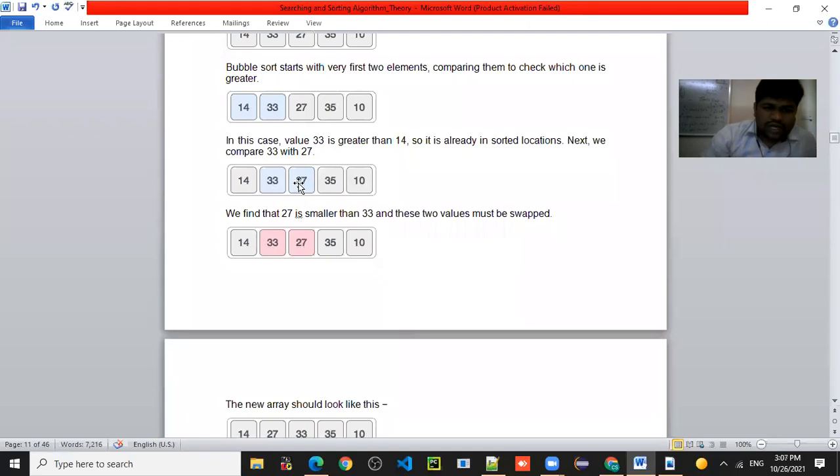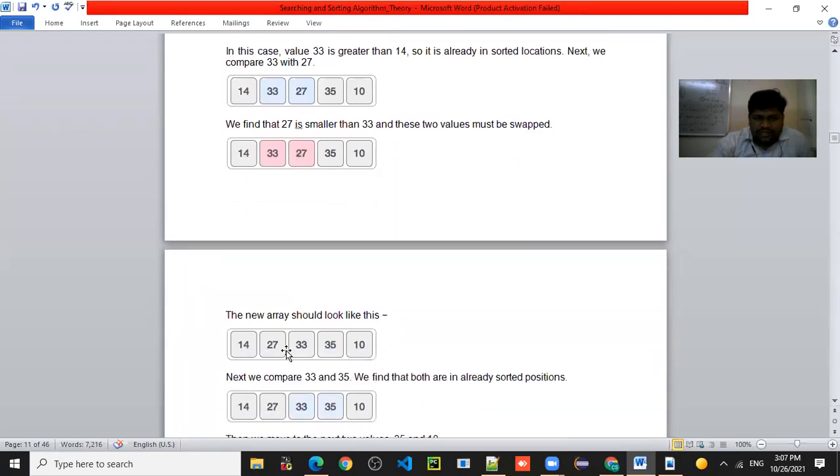आता इथं next two elements आपण compare केले. इथं 33 greater आहे. So 27 is smaller. So we apply the swapping technique or interchange the elements. मग इथं काय केलंय 27 आणि 33 एकमेकांशी interchange केलेले. So 27 is at the left side and 33 at the right side. Right. Now compare with the next one.